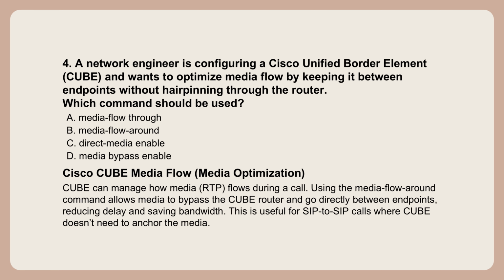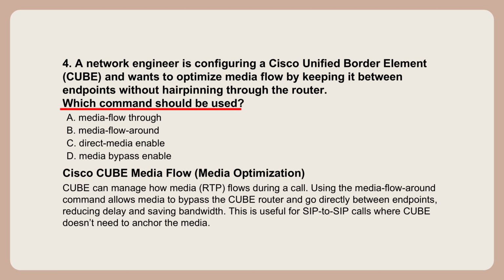Okay, next up. Optimizing media flow. We're talking about a CUBE, a Cisco Unified Border Element. The goal is to get the actual voice and video streams, the media, flowing directly between the phones or endpoints when possible. We want to avoid routing it through the CUBE unnecessarily. That causes hairpinning, adds latency. Yeah, inefficient. So which command on the CUBE does this optimization? Is it A, media flow through, B, media flow around, C, direct media enable, or D, media bypass enable?